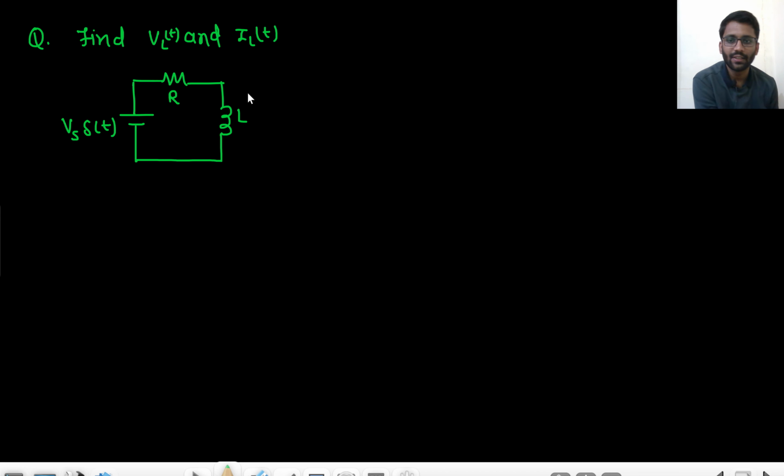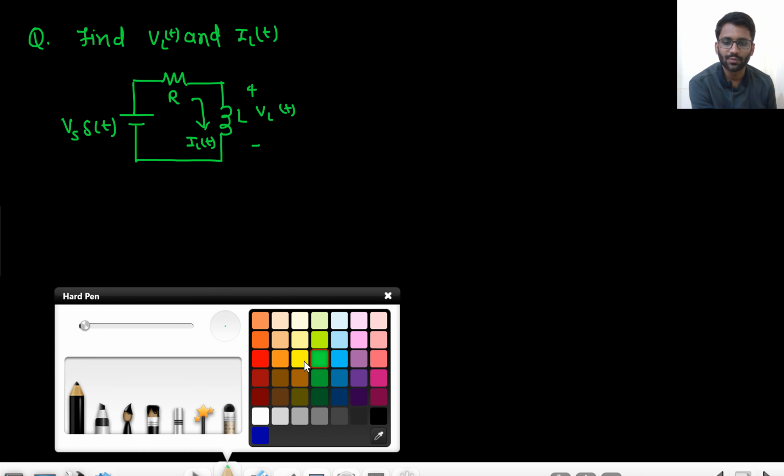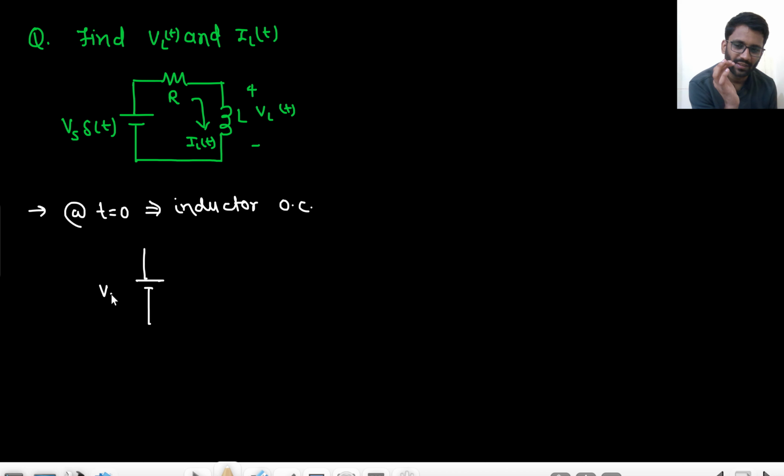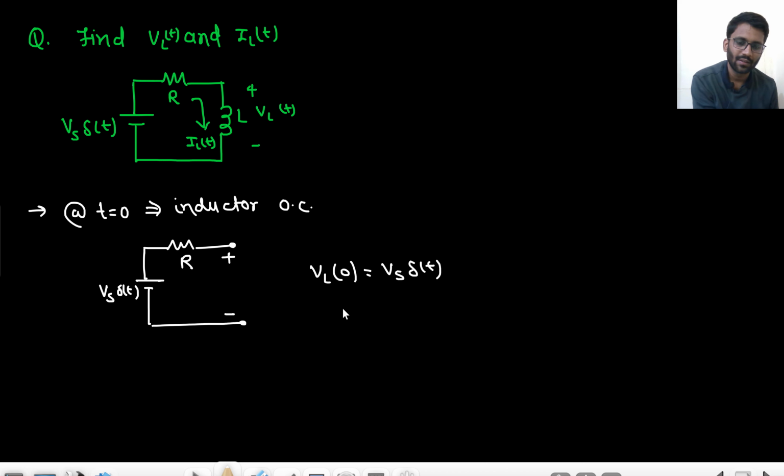Right? So what is VL(t)? This is your VL(t), and this is your IL(t). At t equals to 0, the inductor is having no current. Inductor will be open circuited. This is your Vs delta t. This is your resistance R. Inductor is open circuited, so the complete voltage will come across the inductor. So this VL at t equals to 0 is Vs delta t.